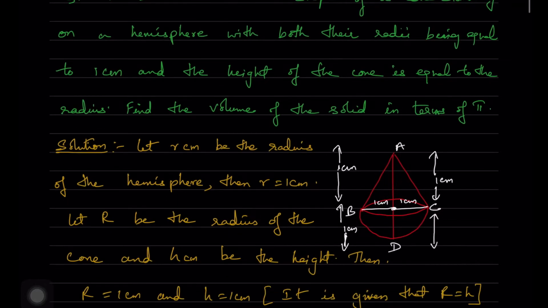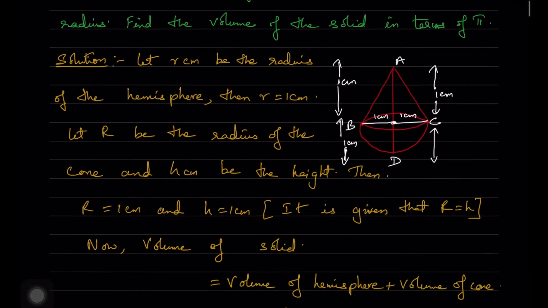So now here, let r centimeters be the radius of the hemisphere, then r is equal to 1 centimeter, and let capital R be the radius of the cone and h centimeters be the height of the cone. Then you know that both the radii are equal, isn't it? Because the solid is in the shape of a cone standing on a hemisphere, so both the radii are equal. So capital R is also equal to 1 centimeter and height is equal to 1 centimeter. Here it is given that R is equal to height, that is, the radius and the height of the cone are equal.